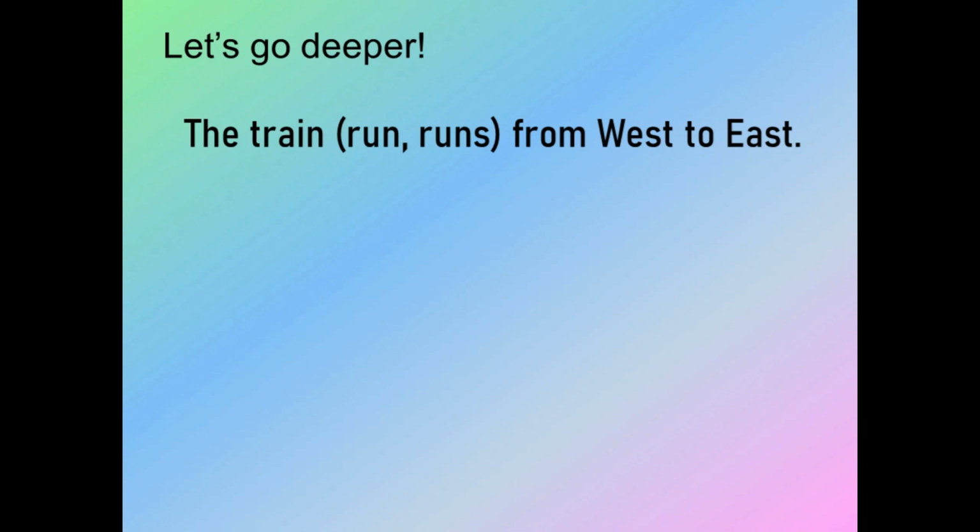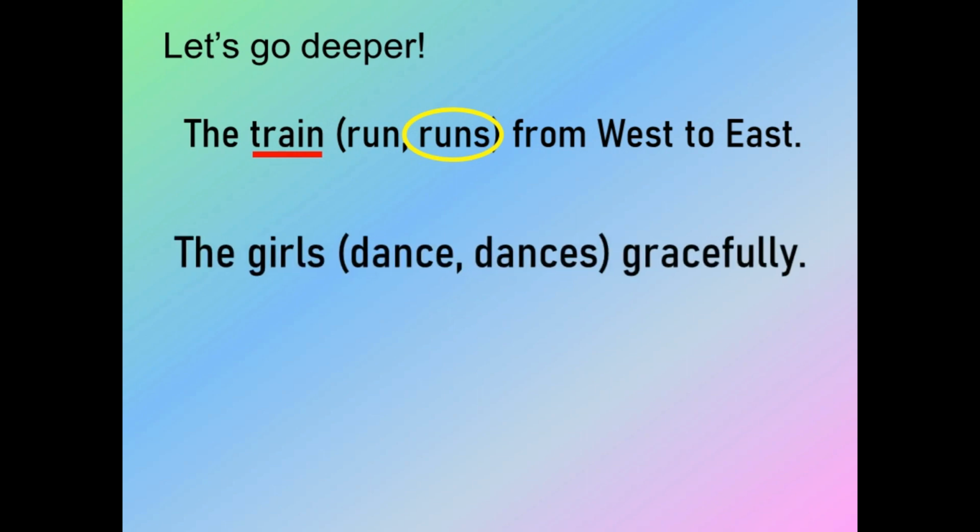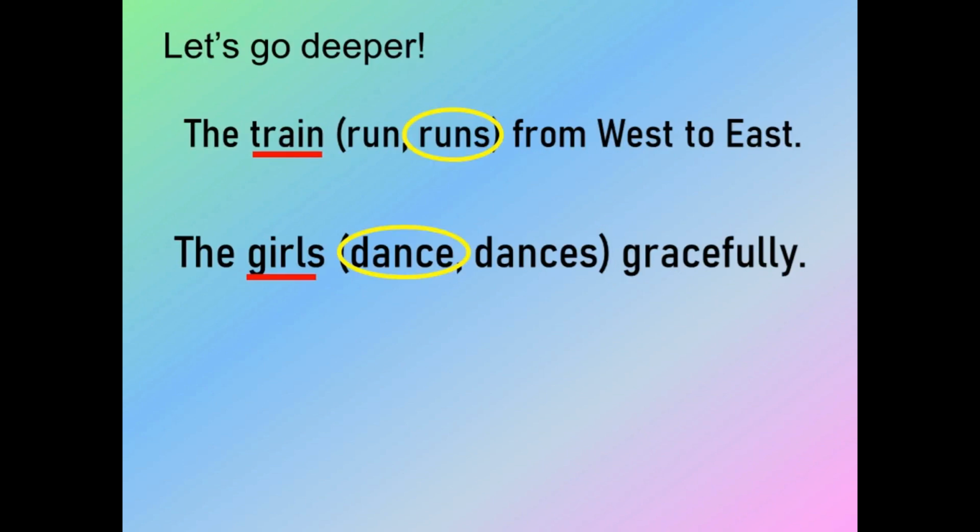So we have the subject train. The subject train there is singular with no S. Therefore, we are going to use the singular verb too, which is runs with S. Another example. The girls dance gracefully. We have the subject girls, which is plural because there is S, and we need to use dance, which is also plural, with no S.